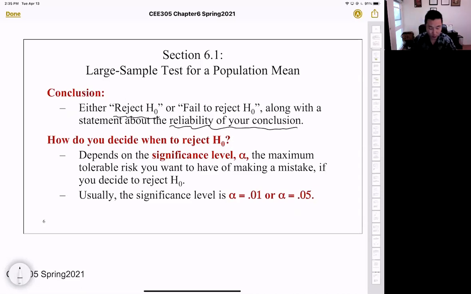So the question is, how can we decide whether to reject H0 or not? We calculate the p-value, and then we compare the p-value with the so-called significance level alpha. Alpha is the maximum risk of making a mistake that we are willing to tolerate. If we decide to reject H0, that is the level of mistake in rejecting H0. A typical value for alpha is 0.05. Sometimes alpha is 0.01.